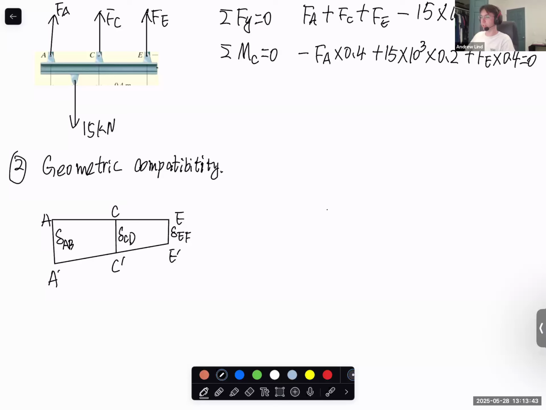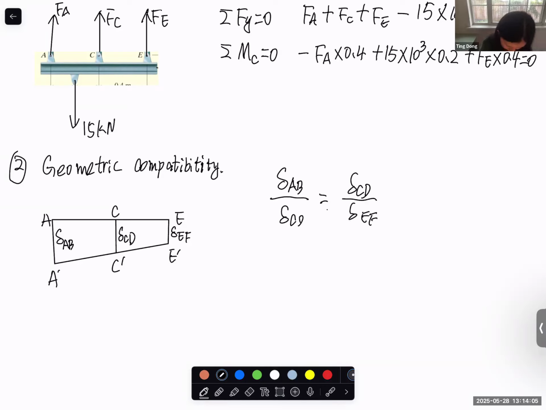Maybe use the ratio of them. Like elongation of AB over elongation of CD equal to elongation of CD over EF. AB over CD equal to CD over EF. Is that what you said? Yeah. Why is there a ratio like this? The bottom ones are all on a straight line. It's two straight lines, so you could make a triangle on the bottom if you drew a third straight line. Like if you start at E prime and go horizontal to the left, you can make a triangle. Yeah. Okay.